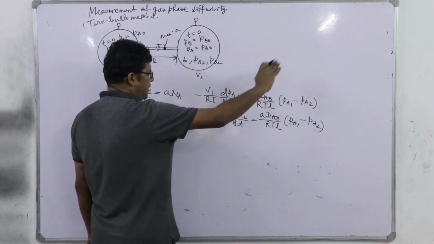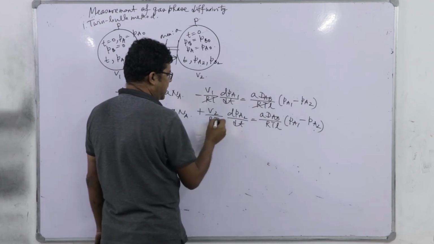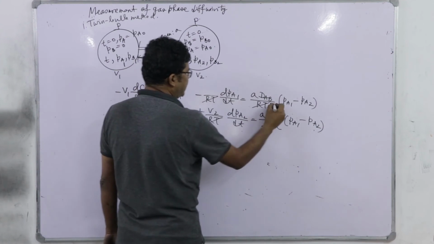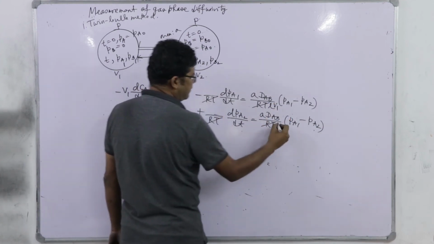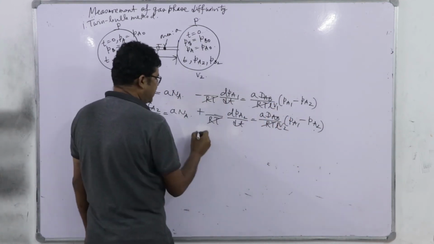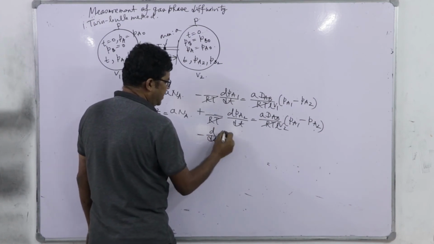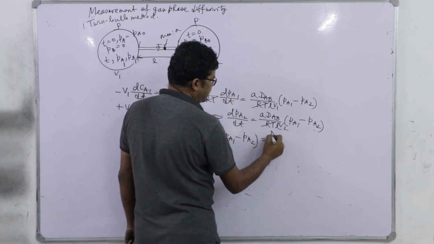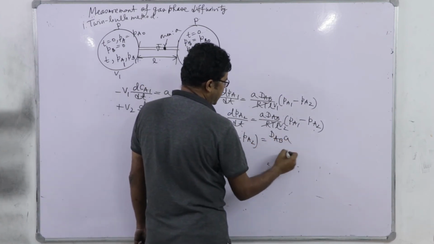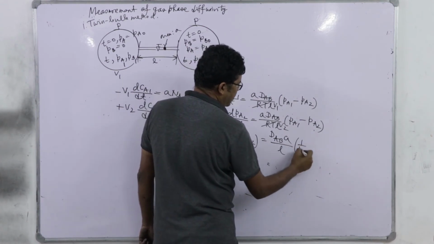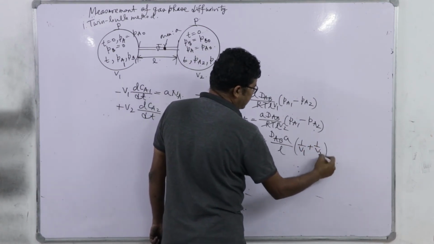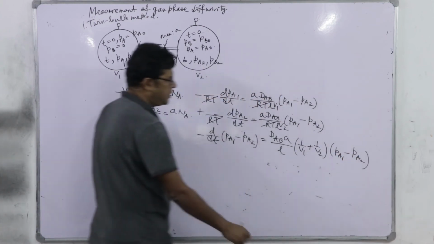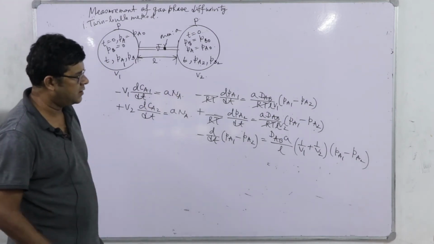Now, RT cancels out here. So, V1 we cross multiply, so here we get V1, here we get V2. And now we simply add these two equations. So, minus d/dt of (PA1 minus PA2) is equal to DAB into A by L into (1 by V1 plus 1 by V2) into (PA1 minus PA2). Right, so that is how we are reducing it into a single equation.